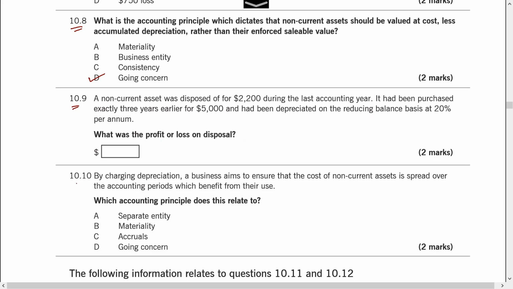Then we have question number 10. Which accounting principle does this relate to? By charging depreciation, a business aims to ensure that cost of non-current asset is spread over the accounting period which benefit from their use. So basically it is the concept of accruals. For example, all the relevant expenses must be charged to the relevant period.